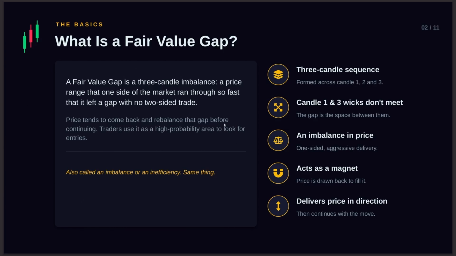Fair value gaps are formed across 3 candles. Candle 1 and candle 3 have wicks that don't meet, which causes an imbalance or an inefficiency from candle number 2. It acts as a magnet, which price is drawn back to fill. Then it continues with the next move, whether it be bearish or bullish.